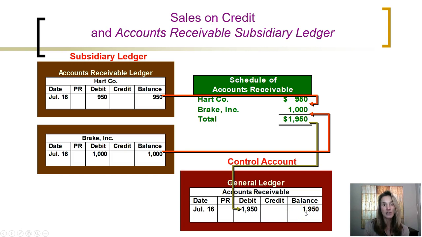In the subsidiary ledger, we are keeping track of who owes the company that $1,950. $950 of it is a receivable from customer Hart, and $1,000 is a receivable from customer Break. At any given time, if we add up the balance in the subsidiary ledger accounts to get the total accounts receivable, it should equal the balance in the general ledger controlling account.